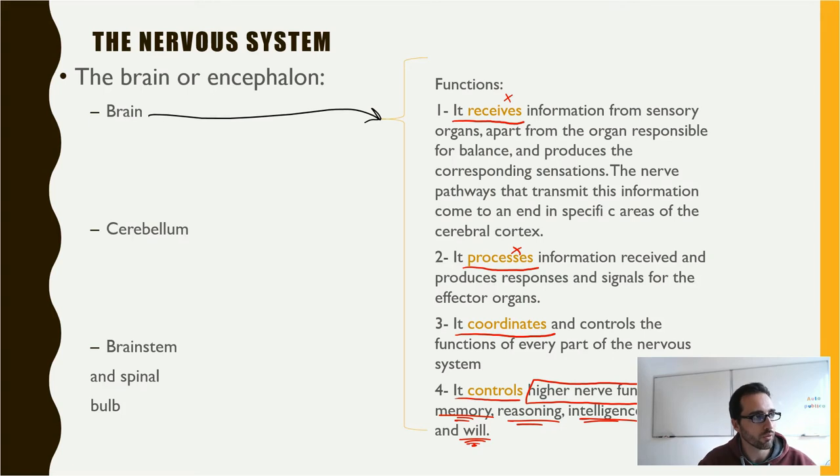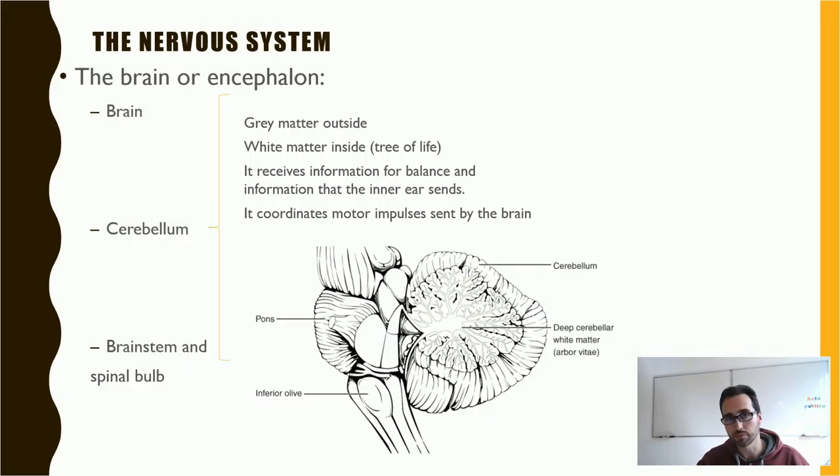Okay, let's continue with the encephalon. Now, the cerebellum is made up of gray matter outside and white matter inside that creates this tree-shaped form, which is called the Tree of Life. The cerebellum is also famous for this name, the Tree of Life. So the cerebellum is important for keeping the balance. It takes the information from the inner ear, as we explained before. Do you remember? And also it coordinates motor impulses sent by the brain. So it takes the information of balance from the inner ear and also coordinates motor impulses.